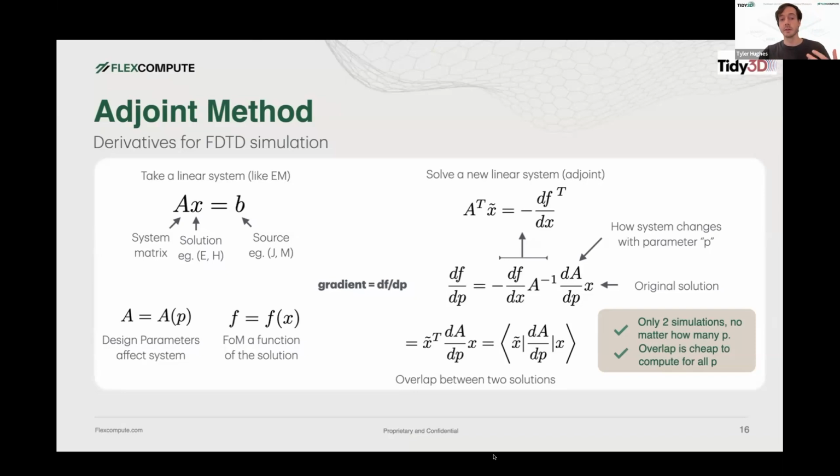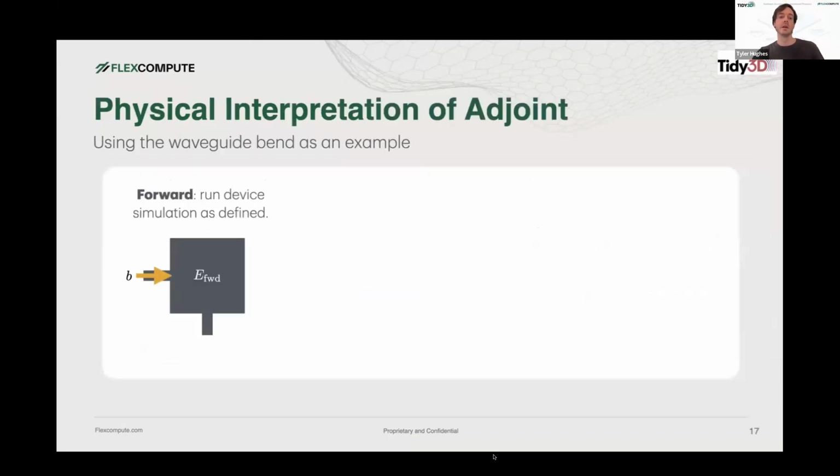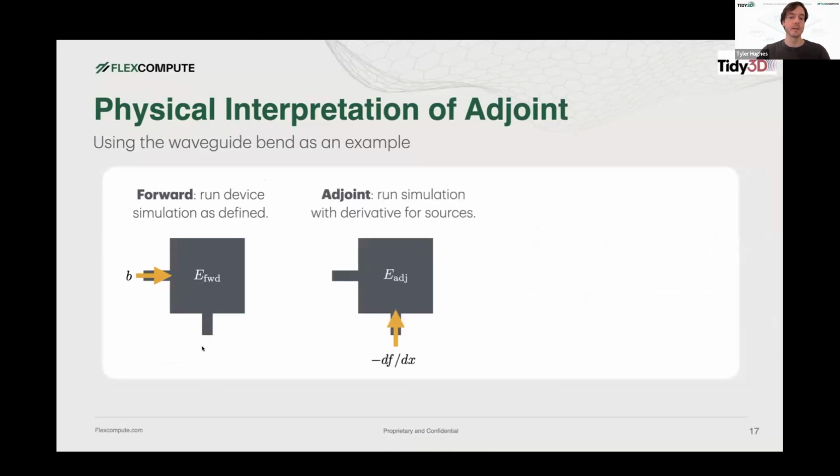Okay, so this is really the missing piece that lets us do inverse design and gradient-based optimization. Just to drive home what the adjoint means: if we're doing, let's say, a waveguide bend problem where we're optimizing this middle region to transmit from left to the bottom waveguide, the original simulation might look like this, right?